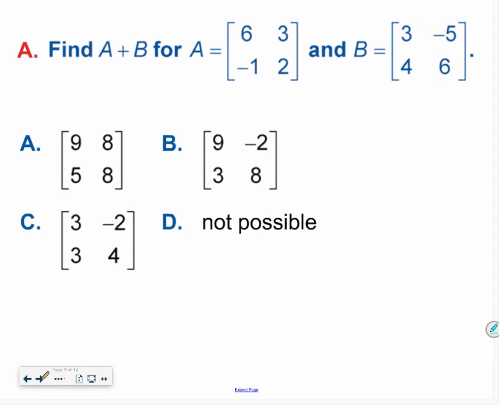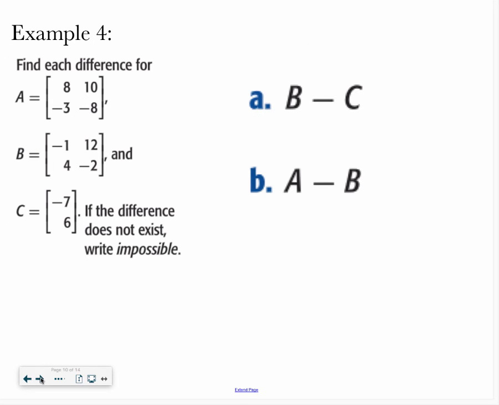Go ahead and solve this problem as well. Hopefully the matrix you ended up with was 9, -2, 3, 8. If you have any questions about that, please be sure to ask. Let's look at example 4. We're doing basically the same thing, but instead of a sum, we're looking for a difference. So instead of adding, we're subtracting.